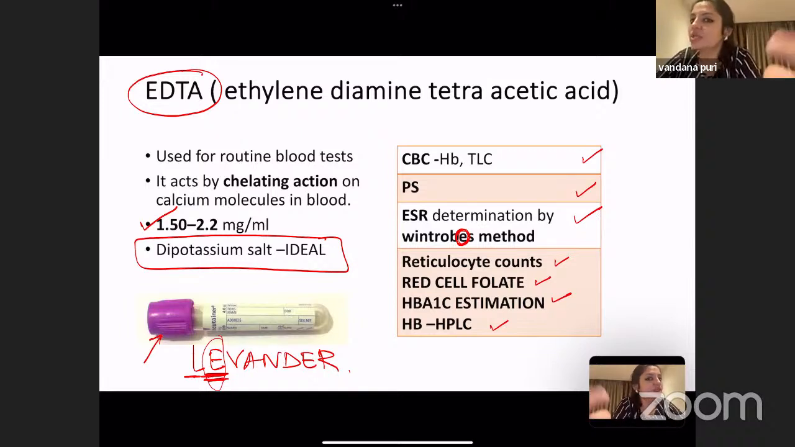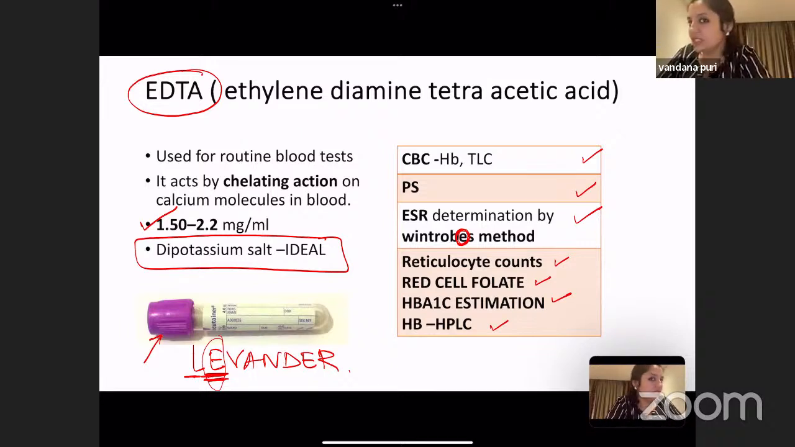Now, which tests are done in this EDTA vacutainer? Please remember CBC, peripheral smear, ESR by Westergren. So Westergren ends with E, so E for E, that is EDTA. Then reticulocyte count, red cell folate, whenever you want to do, you do it in EDTA. HbA1c estimation and hemoglobin HPLC. So these are some tests which are done with EDTA. This should be clear in your mind whenever you are asked. HbA1c was your INI-CET question this time, so everybody should be very, very clear.